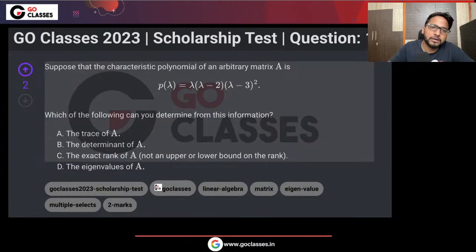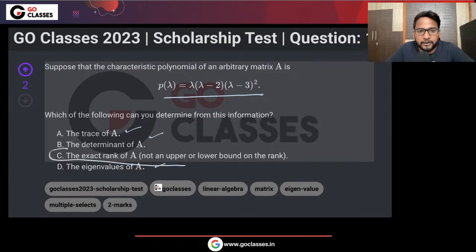Okay. Now let's see this. So this is very interesting. They have given you the characteristic equation and then they're asking about the trace. I think trace we can find out, determinant we can find out, eigenvalues we can find out. The only thing is, can we find out the exact rank, not upper or lower bound on the rank? Can we find out the exact rank of matrix A? That's the only interesting thing, right?